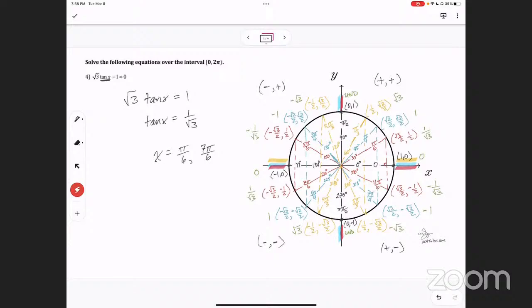And that's it. Okay. Why is this easier than what we're doing right now?